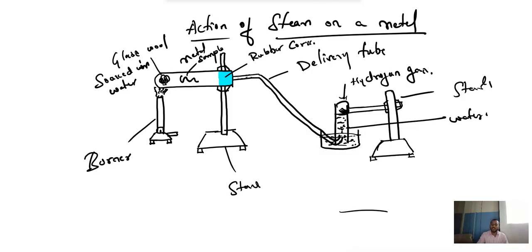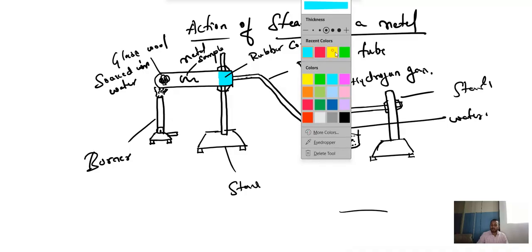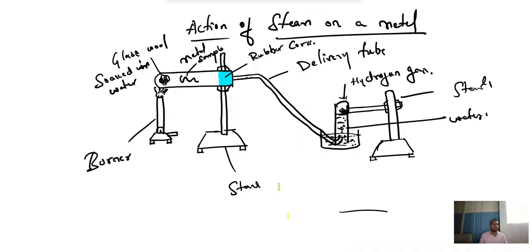Now the important namings which can be expected for you to ask in this diagram: glass wool soaked in water, metal sample, delivery tube, hydrogen gas, burner, water. So these are the important namings that can be expected for you to identify or label.